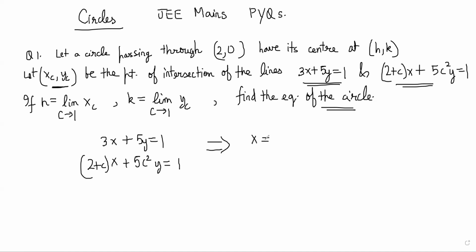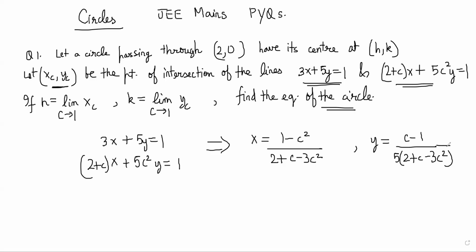You will be able to solve for x and y. X will come out to be c minus 1 by, so x comes out to be here 1 minus c square by 2 plus c minus 3c square, and y comes out to be c minus 1 by 5 times 2 plus c minus 3c square. So this is simply by solving the two equations, nothing major here.